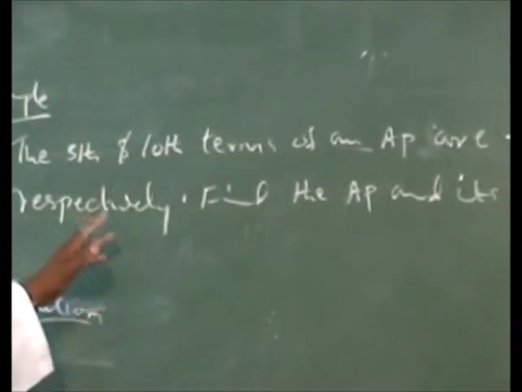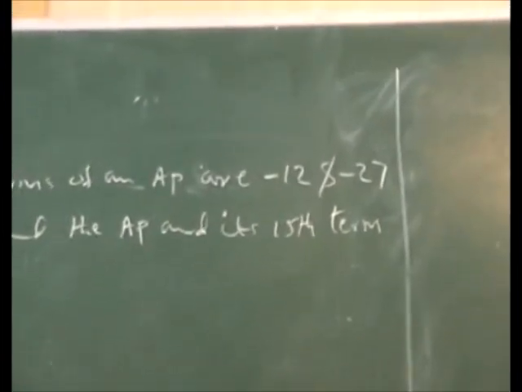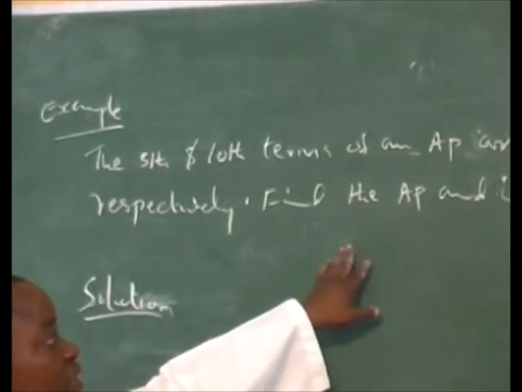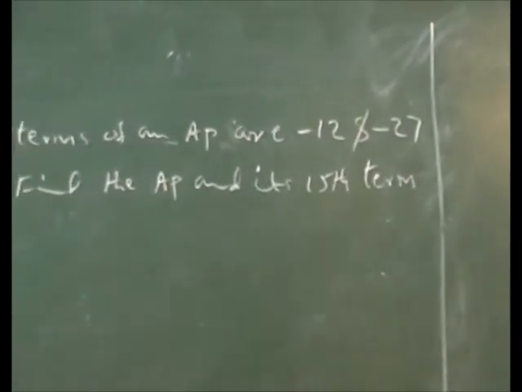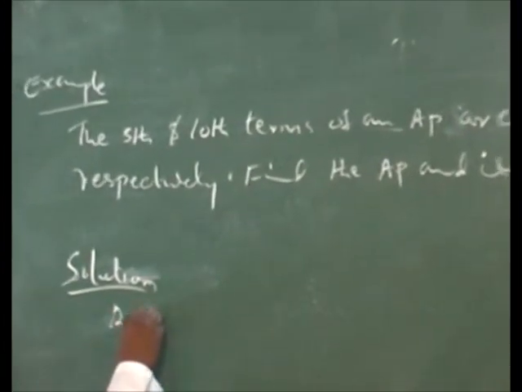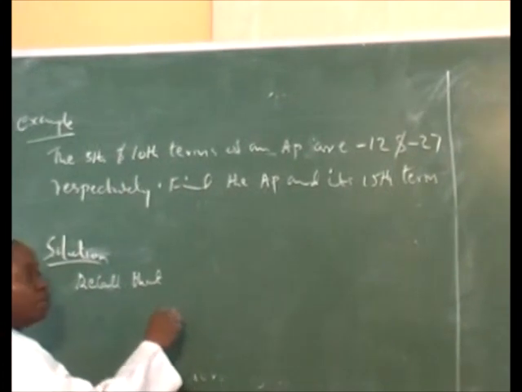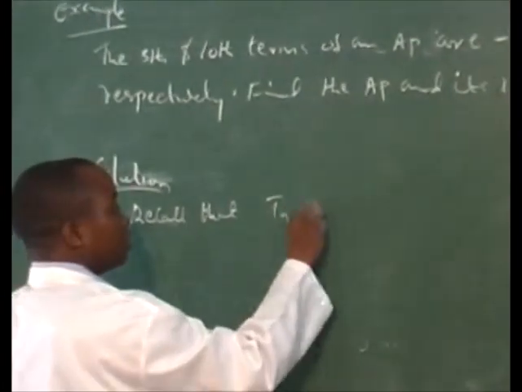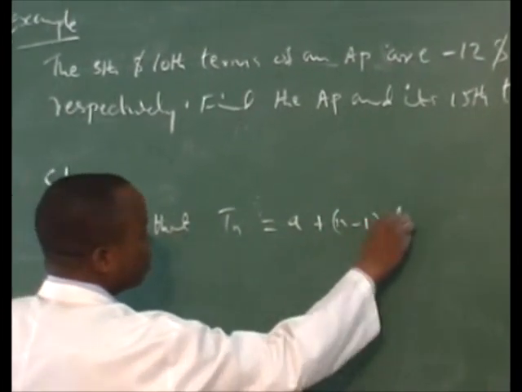The fifth and 10th terms of an AP are minus 12 and minus 27 respectively. Find the AP and its 15th term. Now, we recall that the nth term of an AP is given by Tn equals a plus (n minus 1)d.